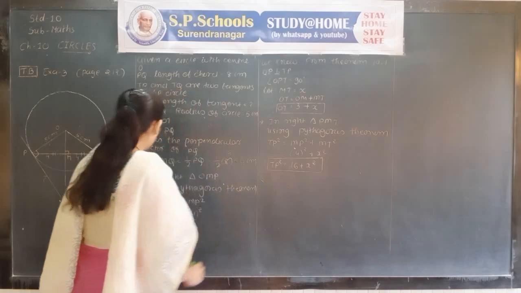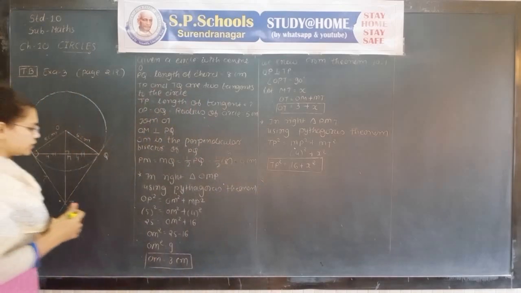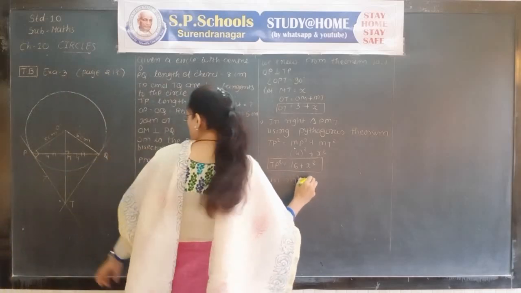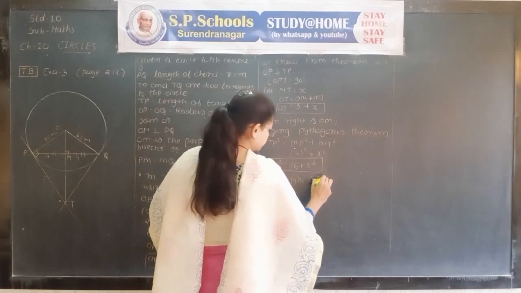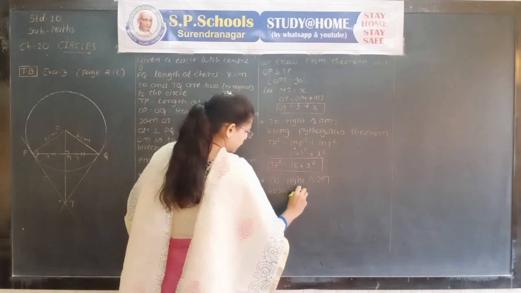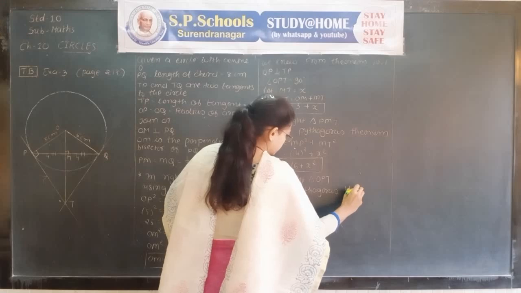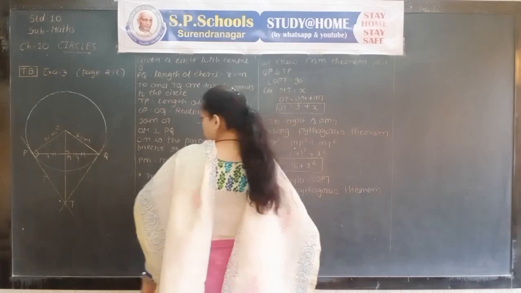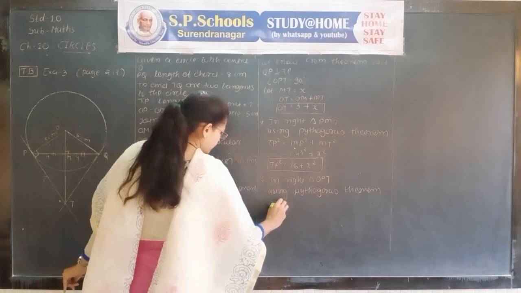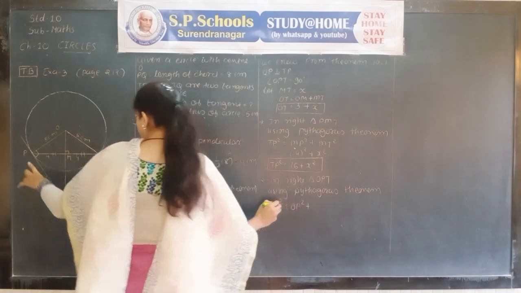Okay. Now in the same way, apply the Pythagoras theorem in right triangle OPT. In right triangle OPT, using the Pythagoras theorem, the hypotenuse is OT. Square of OT is equal to OP square plus TP square.